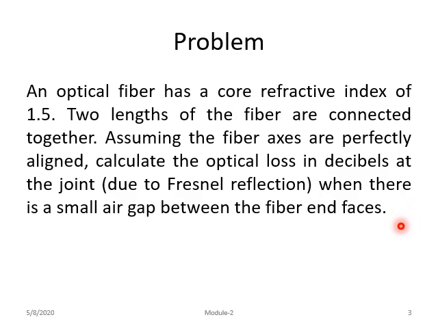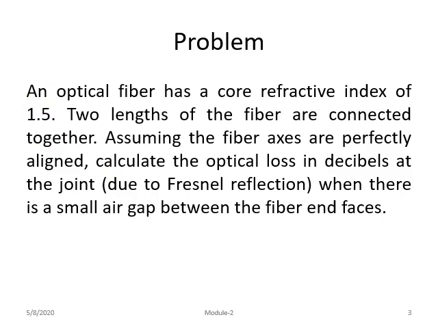So we are going to identify the solution in terms of the Fresnel reflection condition. Whatever the given information is, I just need to note it down. n1 is 1.5. Two lengths of fiber are connected, assuming that the fiber axes are perfectly aligned. Calculate the optical loss. When there is a small air gap between the fiber end faces, I can say the air gap has n equal to 1. So n is equal to 1, n1 is equal to 1.5.